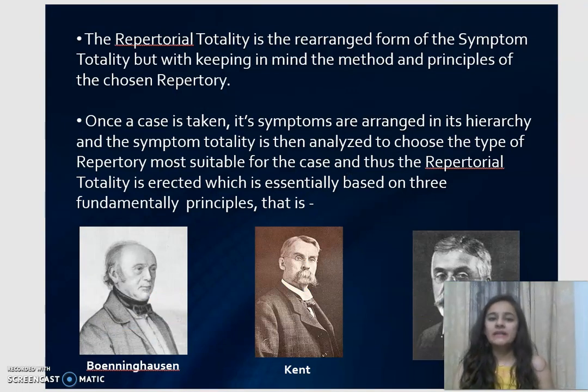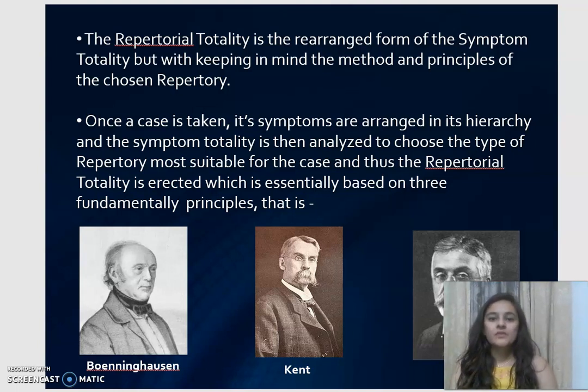So the repertorial totality is the rearranged form of the symptom totality, but keeping in mind the method and principles of the chosen repertory. So whenever we are converting the symptoms into rubrics, from the symptom totality we form a repertorial totality, but we have to keep in mind all those principles of the chosen repertory. Whatever repertory we are choosing, there are principles which we have to keep in our mind. For example, if we are taking Kent repertory, we have to keep in mind all those principles given by Dr.